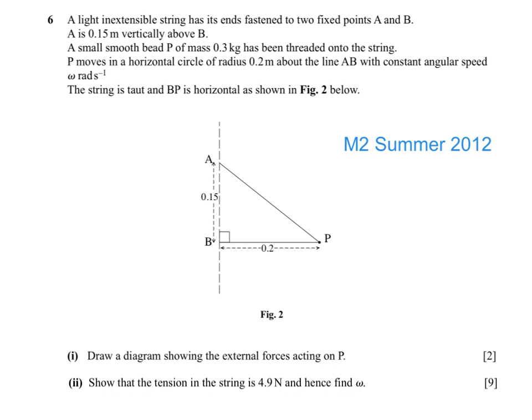Summer 2012 M2 question 6. So we have a light string and the bead is threaded onto the string. What that means is that there's no break in the string. So in the two parts of the string where the mass is and we have the weight, there are equal tensions.